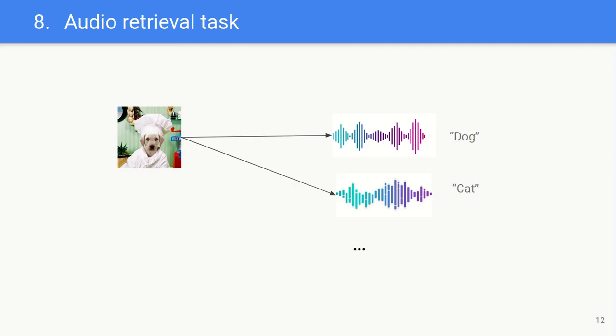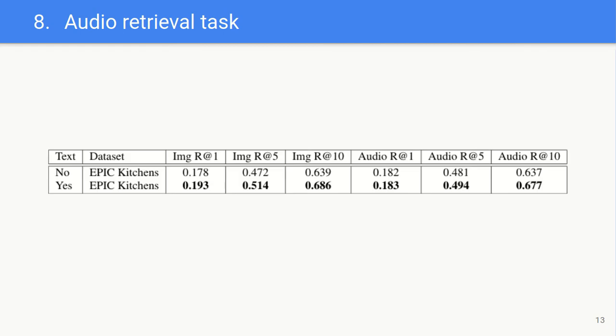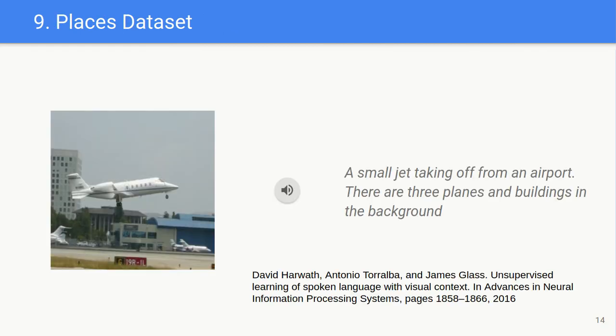We also do the opposite task, audio retrieval task. And we also get an improvement in the three recalls. We also try it on the Places dataset. This is much bigger and contains many more complex utterances. For example, this one.